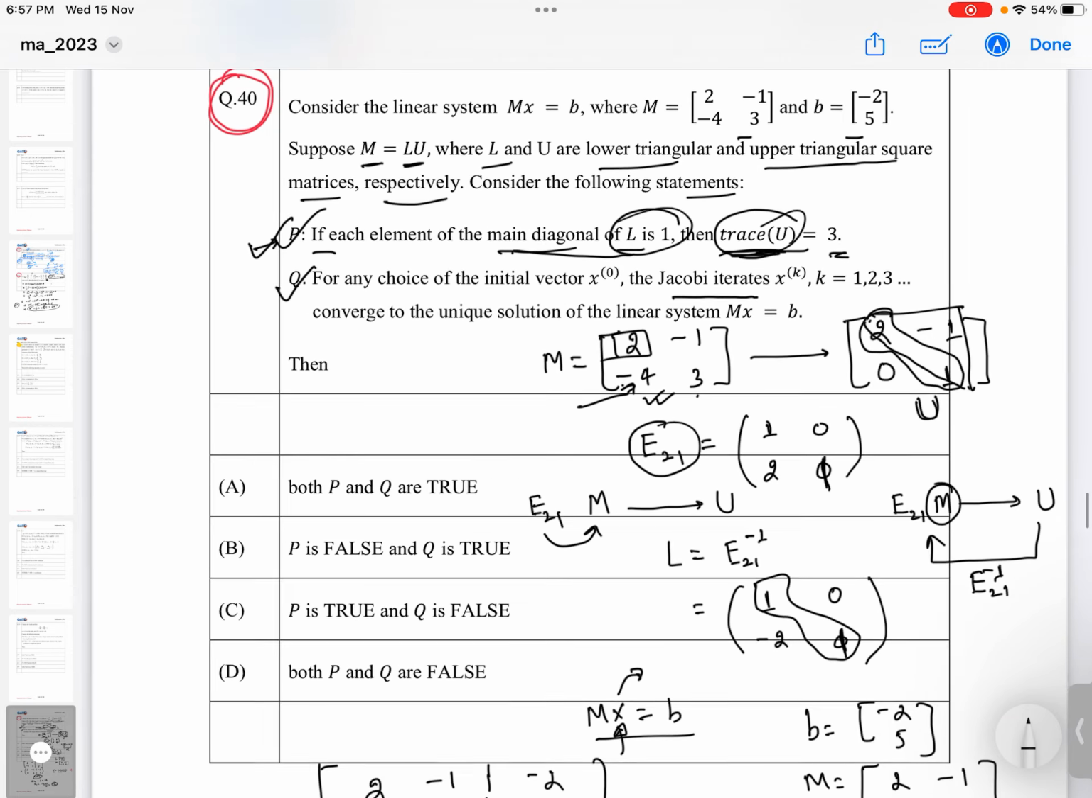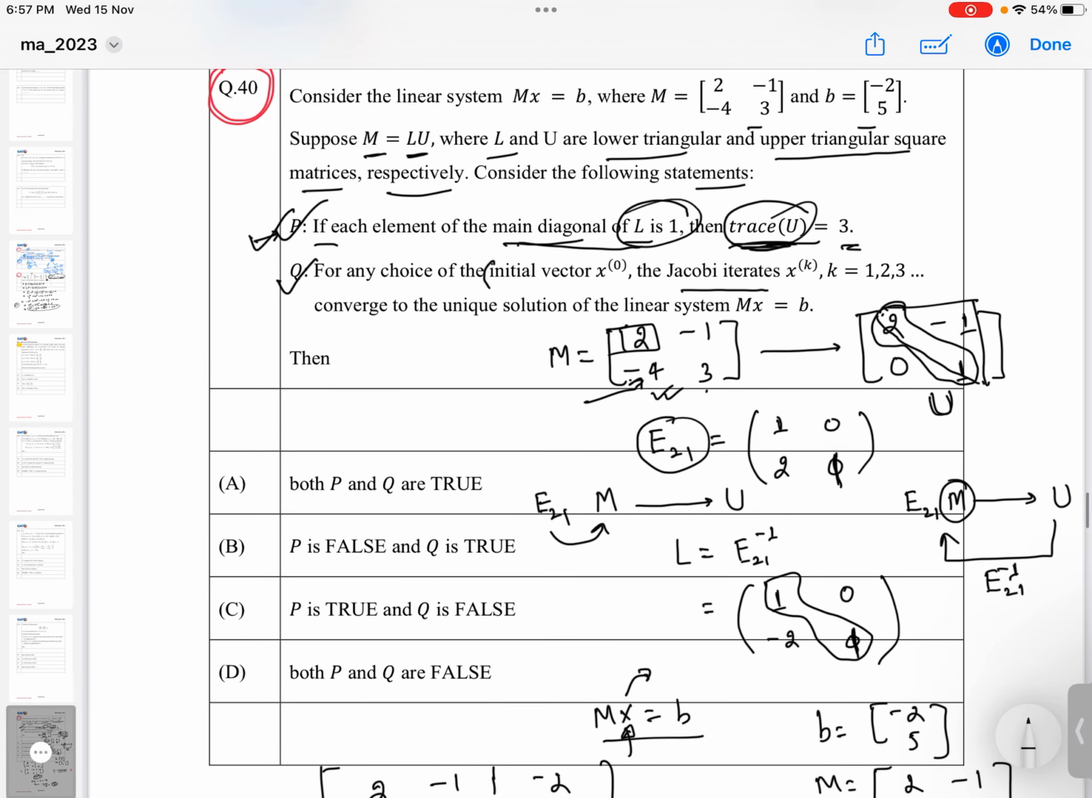One more thing, I am not very sure about this. Initial vector x0, the Jacobi iterates, it converges to the unique solution. I am not very sure about this, you can verify it from the book. What I am sure is that this linear system of equations will have the unique solution.